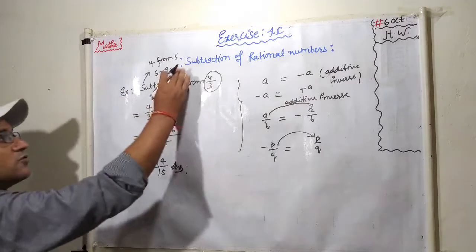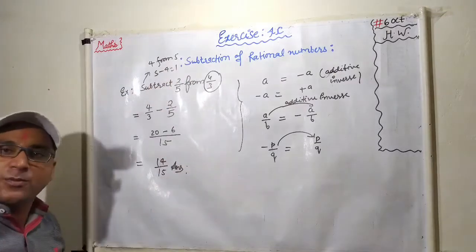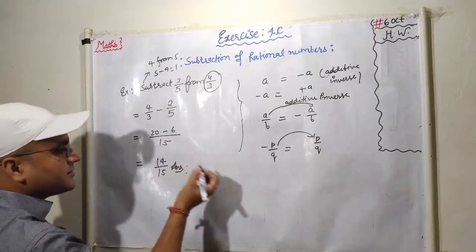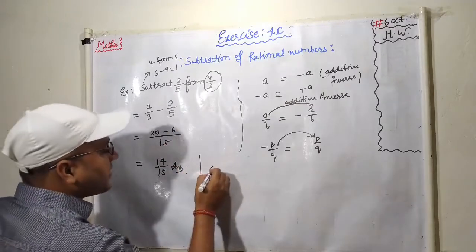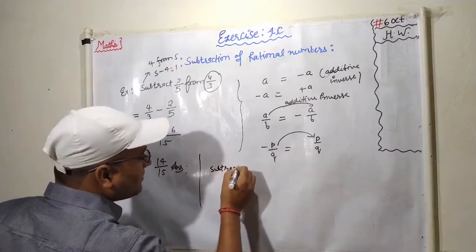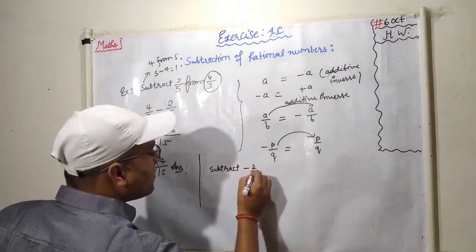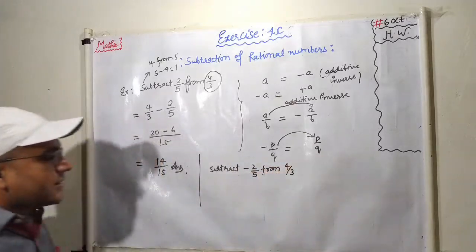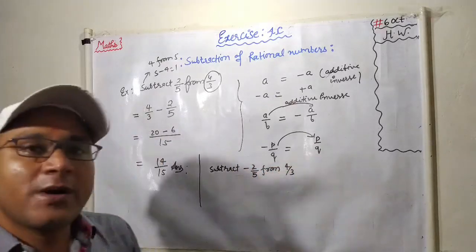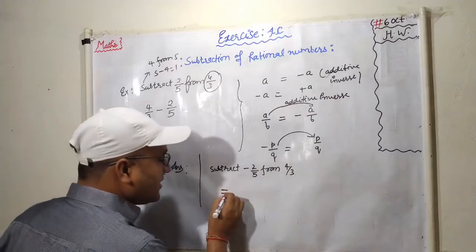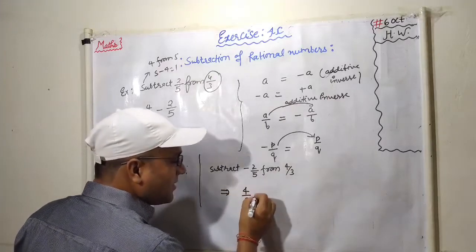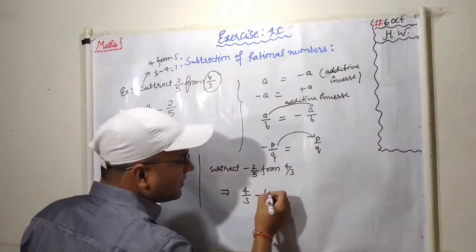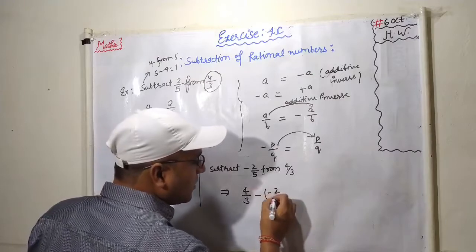But suppose there is a minus sign. Plus 2 upon 5 is the additive inverse of minus 2 upon 5, simple as that. Suppose in the same example, I take: subtract minus 2 upon 5 from 4 by 3, students. It is also very easy. First you write 4 upon 3, then minus, and this quantity you will write in a bracket, minus 2 upon 5.